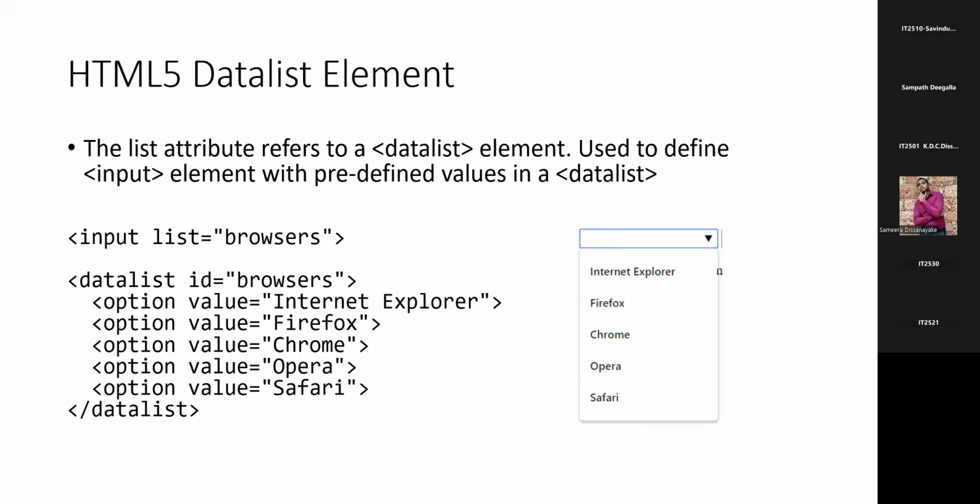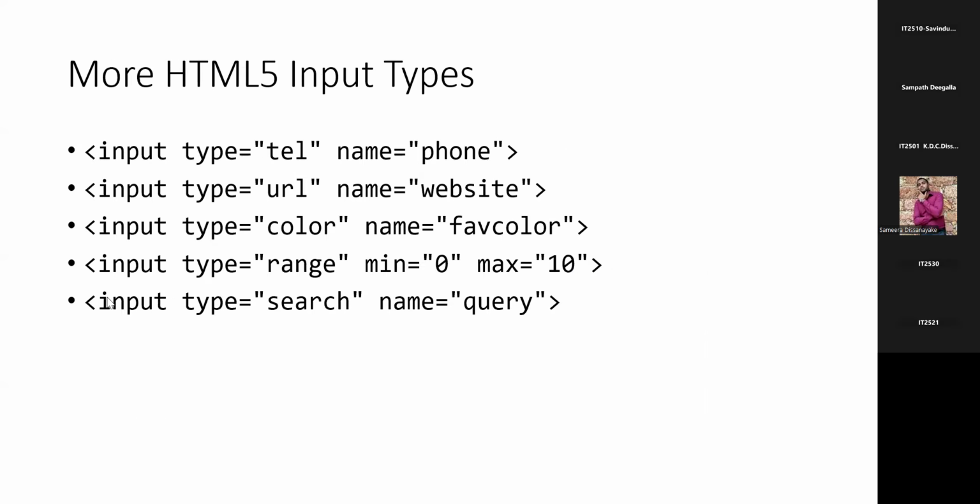Then we can also have a data list. We can have a set of values and then we can put them. For example, in this particular case, let's say we are going to select the browsers, similar to the option list that we have discussed earlier. Based on the value the user selects, we can get the value. Although we have not discussed them, there are many others. You can create inputs for telephone, website, colors, range of values, even for search.